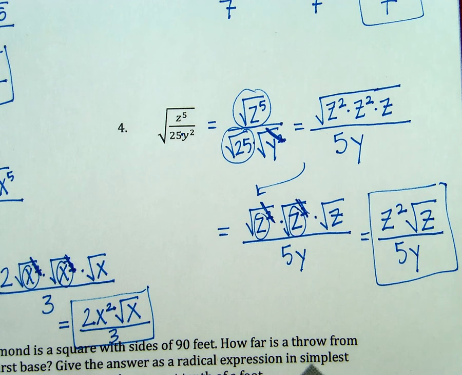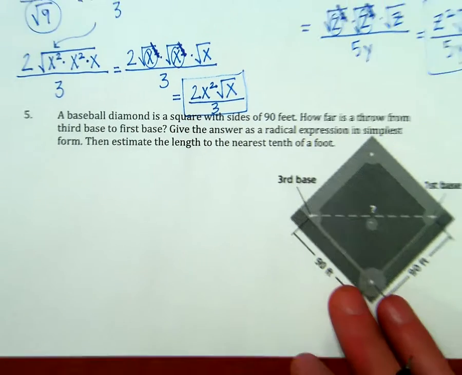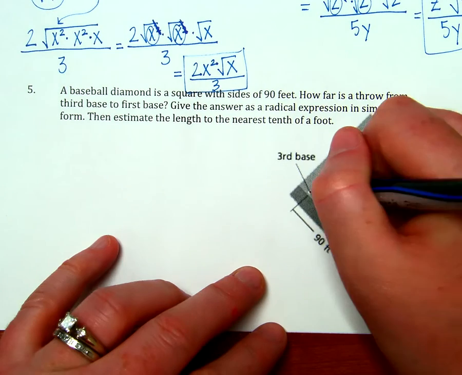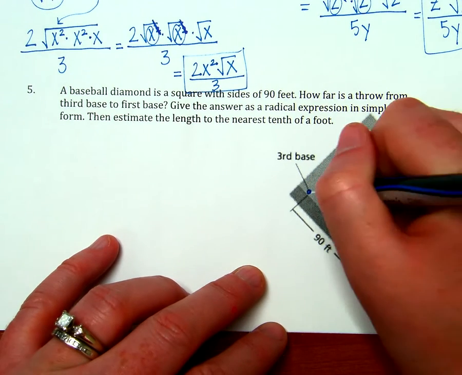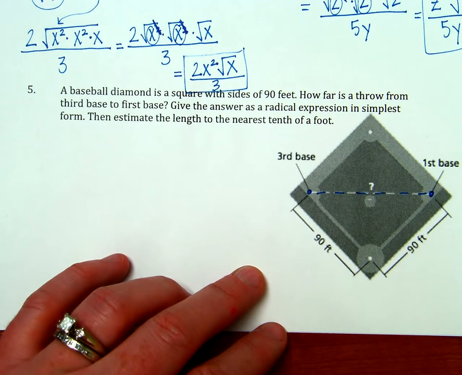The last one that we're going to do today is the baseball problem at the bottom here. I'm going to zoom out a second. It says, a baseball diamond is a square with sides of 90 feet. How far is a throw from third base to first base? So third base would be right here, all the way over to first base, which is right here. It says, give the answer as a radical expression.